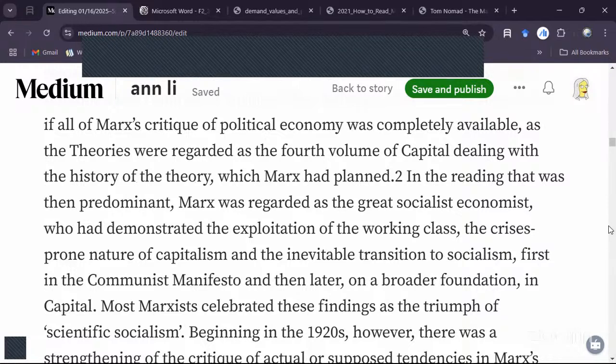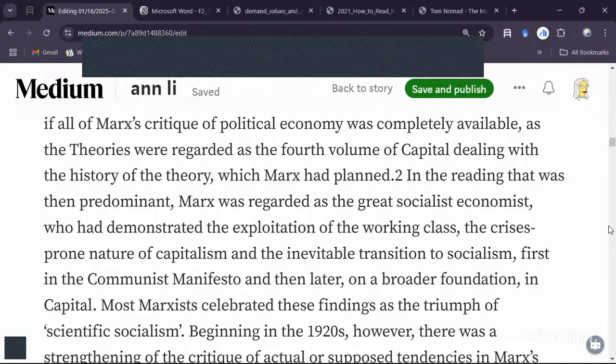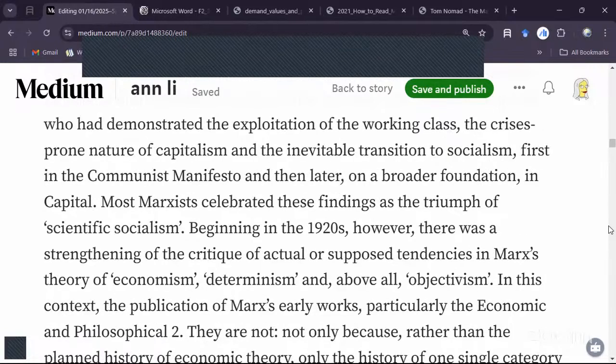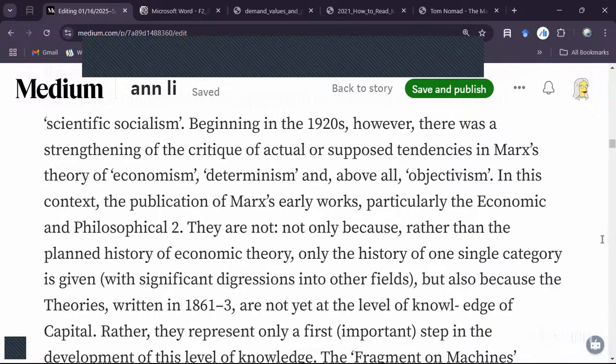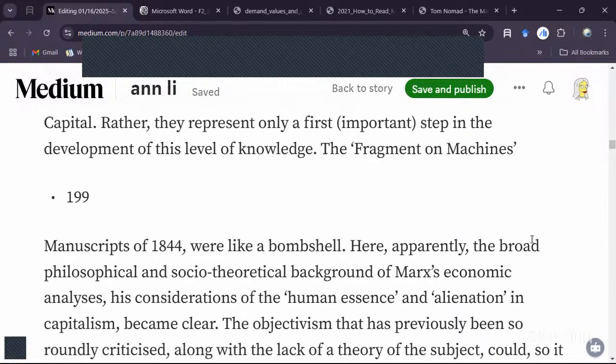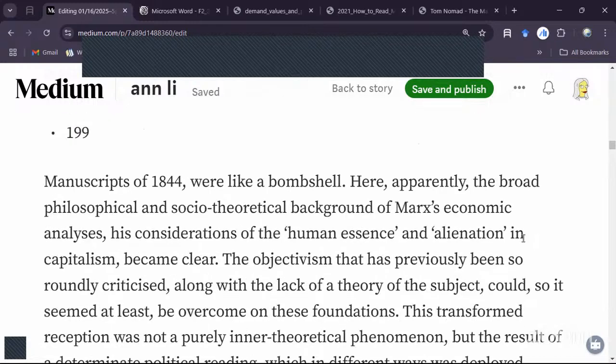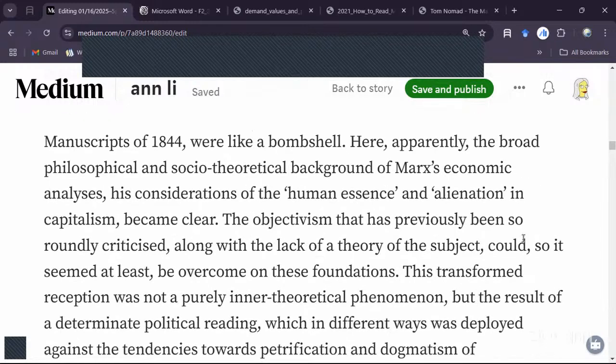Most Marxists celebrated these findings as a triumph of scientific socialism. Beginning in the 1920s, however, there was a strengthening of the critique of actual or supposed tendencies in Marx's theory of economism, determinism, and above all, objectivism. In this context, the publication of Marx's early works, particularly the Economic and Philosophical Manuscripts, was like a bombshell. Here, apparently, the broad philosophical and socio-theoretical background of Marxist economic analyses, the consideration of the human essence and alienation in capitalism became clear.